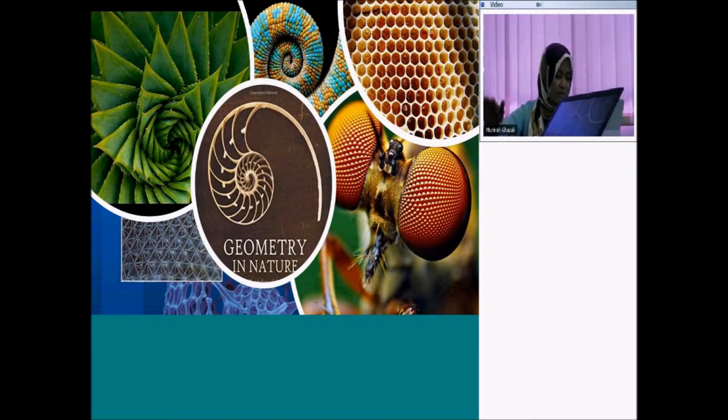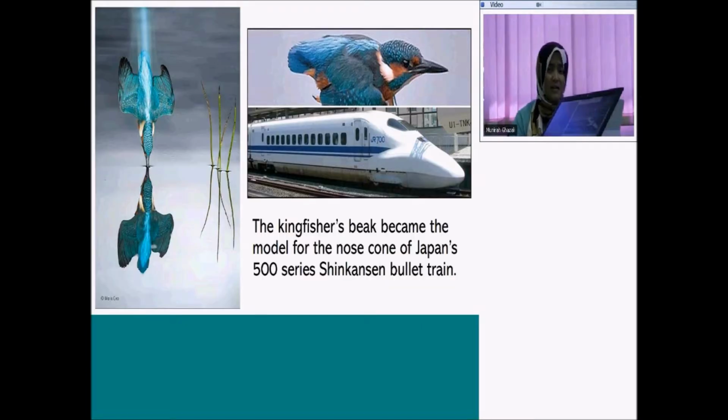This is one good example where a Japanese engineer got ideas to reduce noise in his design of the bullet train from the kingfisher, from the beak of the kingfisher, because when kingfishers dive down to get their food, they don't make any noise. So that's one very good example of how nature helps us to produce more eco-friendly designs.